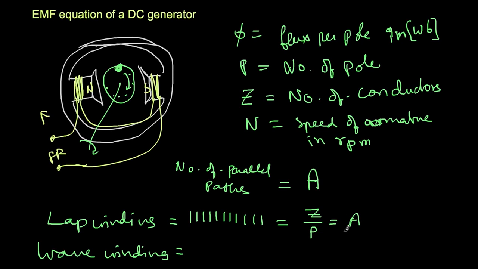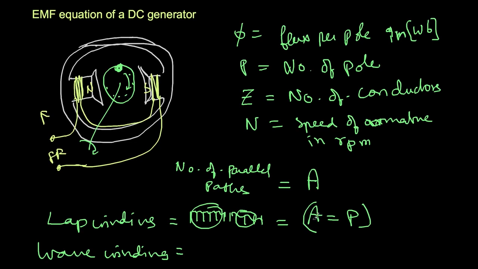I'm sorry, this is not the correct one. The number of parallel paths will actually be equal to the number of poles. So if there are 100 conductors and 2 poles, 50 will be connected in series, the remaining half will be connected in series, and this will be one path and this will be the other path. So basically it's an allocation of armature conductors into different series-parallel combinations.